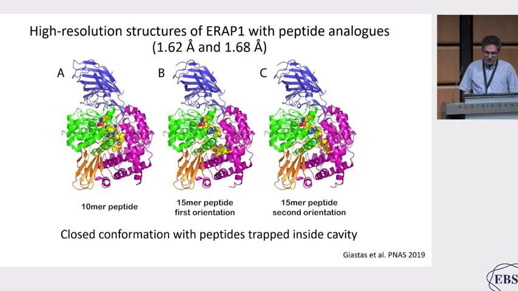So a couple of years ago, we solved two crystal structures of ERAP1 in complex with these two peptide analogs that are shown here. In both cases, the enzyme was found in the closed conformation, and the peptide was trapped in the internal cavity with no way to get out, as you can see here.